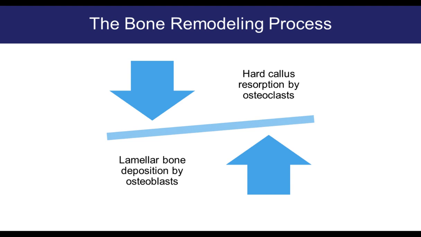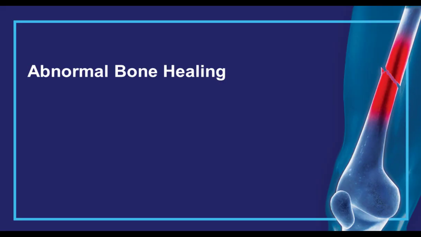As orthopedic surgeons and as practitioners who take care of people with broken bones, we also know that sometimes it doesn't go as well as we would like, and we end up with abnormal bone healing. And we're going to spend most of the day talking about abnormal bone healing and non-unions and options there. So when doesn't it go right?